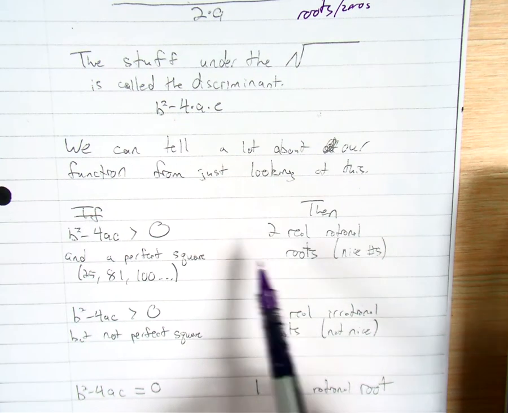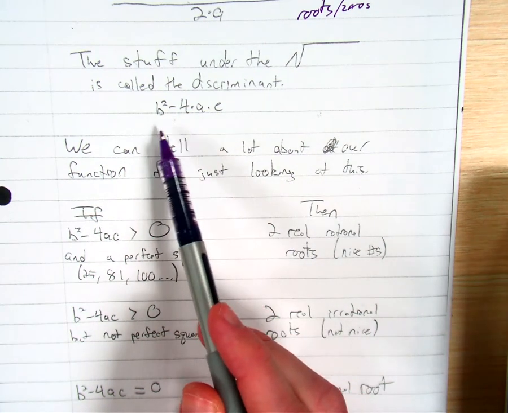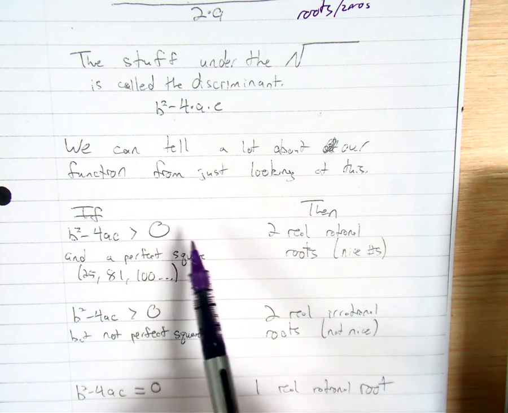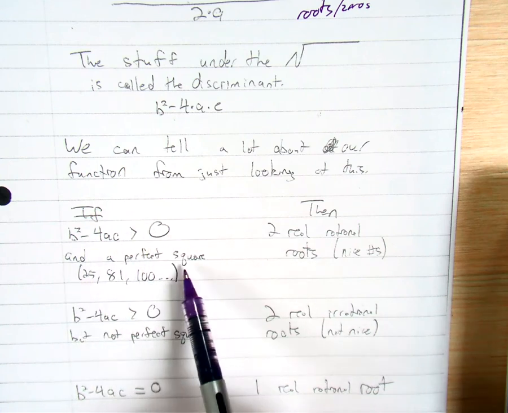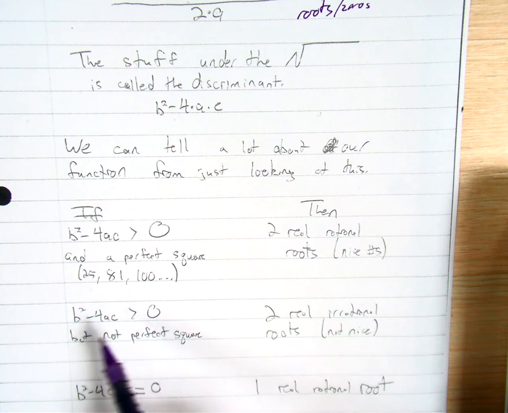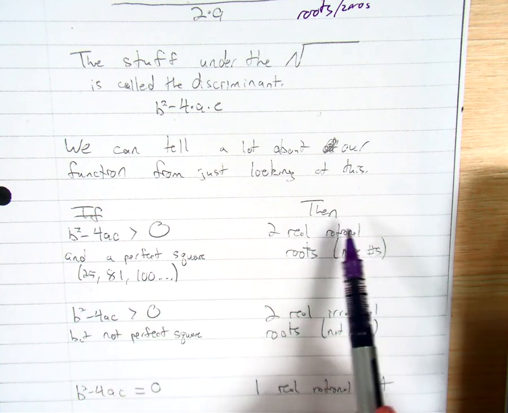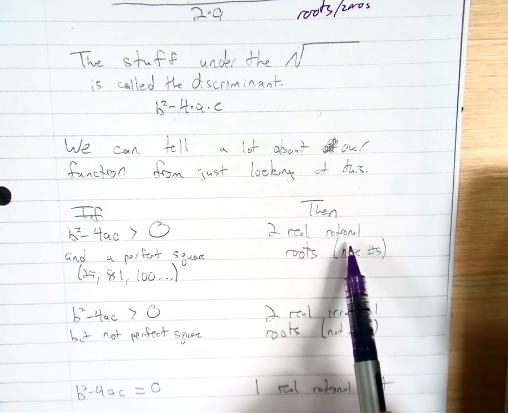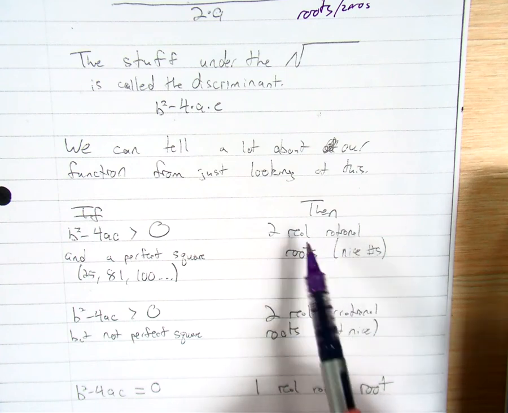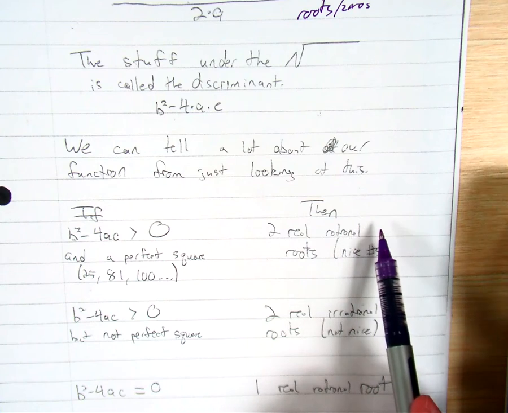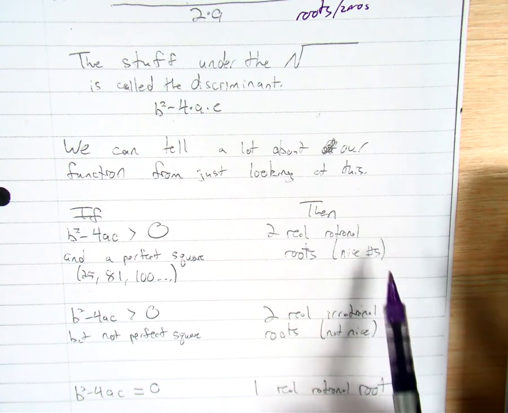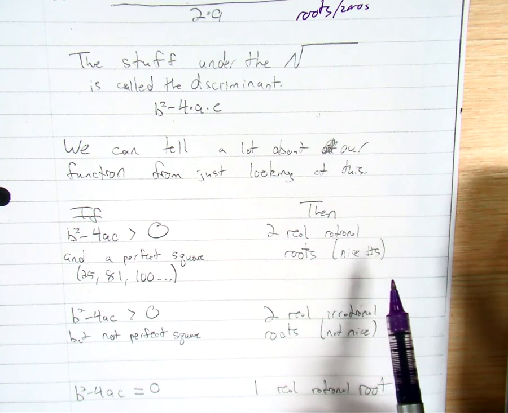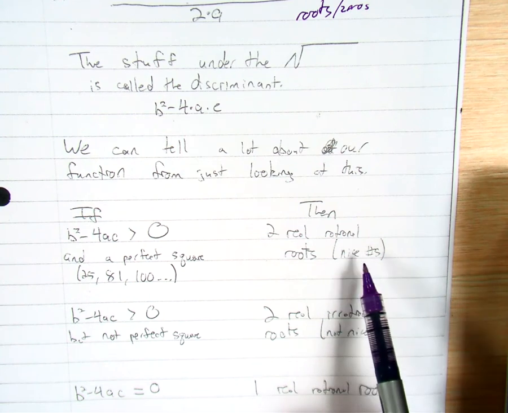If you put in the a, b, and c, and this comes out as a number greater than 0, it's positive, and it's a perfect square, like 25, 81, 100, something like that, then your answers will be two real, rational roots. Real means not imaginary. Rational means that you can write it as a fraction, which means those are usually our nice numbers. Those will come out as like 4, negative 3, 1/2, something like that.